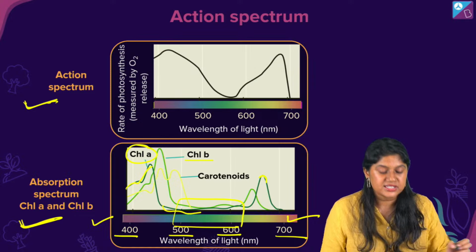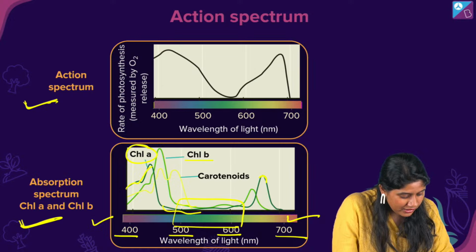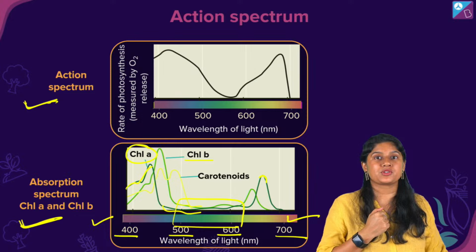Can you tell me what is the reason for this? I asked the same question earlier also. What is the reason for this? Kya reason hai ki yahan pe jo wavelength hai, jo humare chlorophyll pigments hai, right? Jo pigments hai humare, why we have less action over here? Tell me, batao mujhe bachcho.